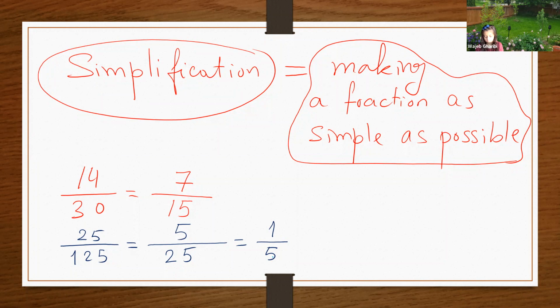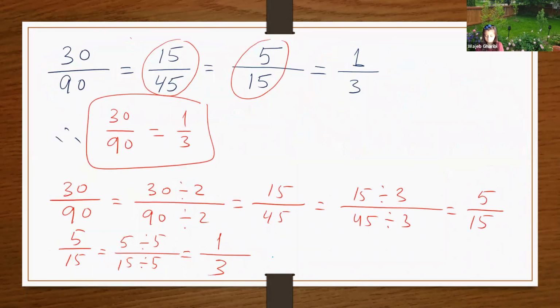Okay. Yes, Maria, or not? Yes. Okay. So one more example, 30 over 90. We can divide by 2, we got 15 over 45. Then divide by 3, we got 5 over 15. Then we divide by 5, we got 1 over 3. Therefore, 30 over 90 equals 1/3.